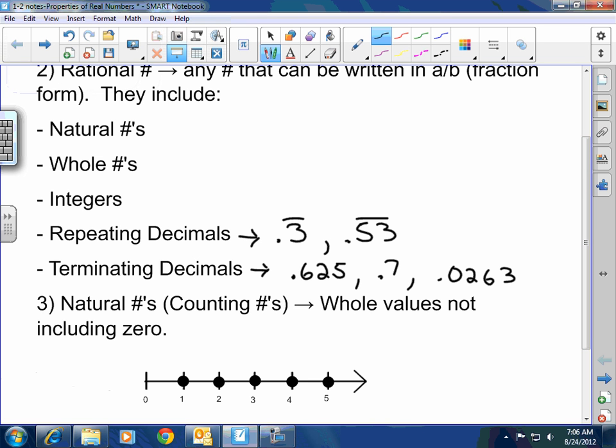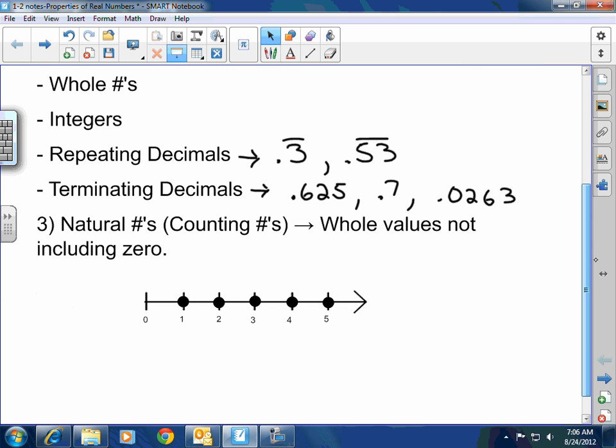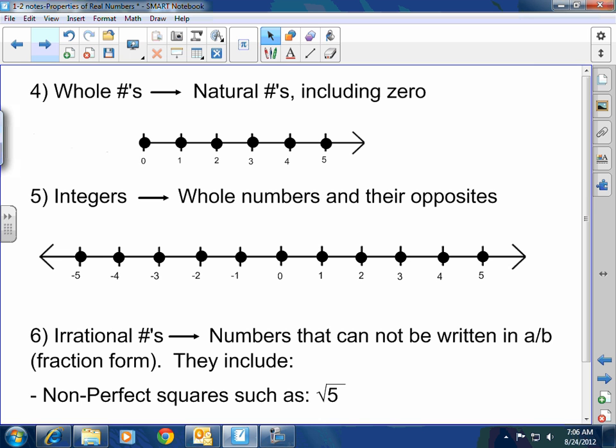Okay, now, natural numbers. Natural numbers are part of rational numbers, but let's go ahead and explain that. Natural numbers, or counting numbers, are whole values not including 0. So they would include numbers such as 1, 2, 3, 4, 5, etc., but not including 0. Whole numbers. Whole numbers are the natural numbers including 0 this time. So this time 0 is included. Whole numbers would be 0, 1, 2, 3, 4, 5. Natural numbers and whole numbers do not have decimals or fractions.